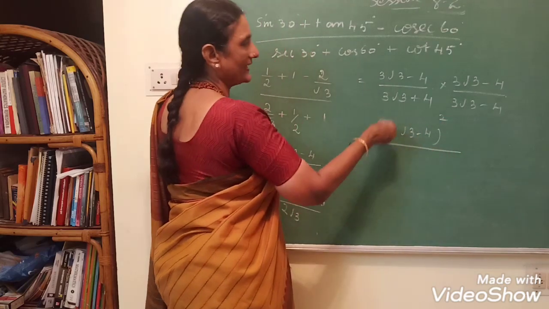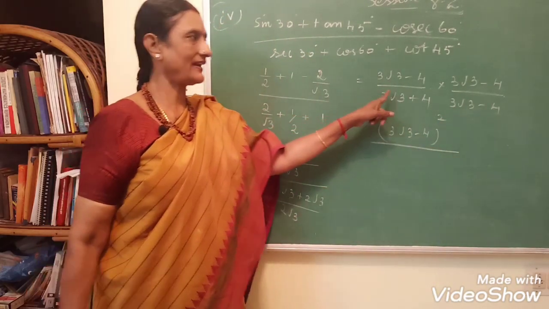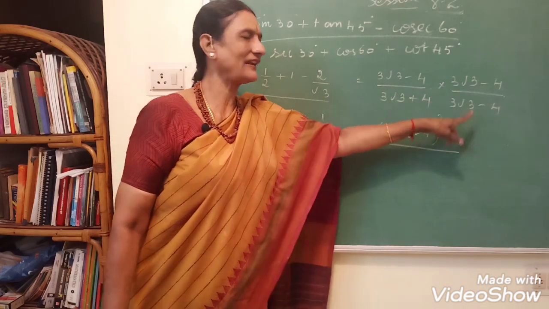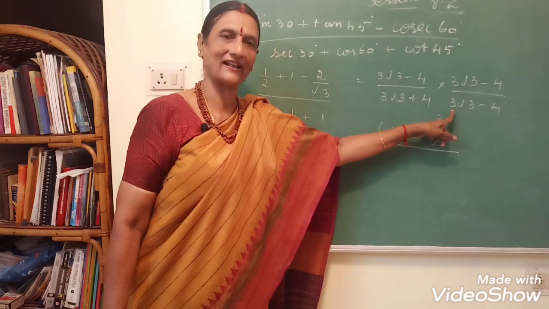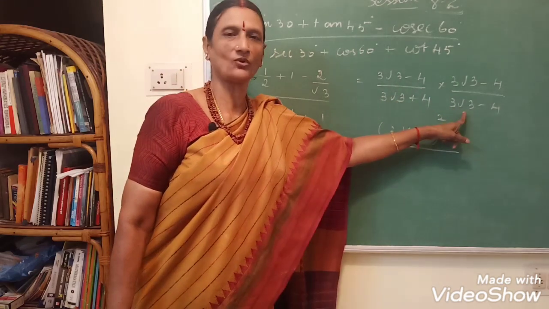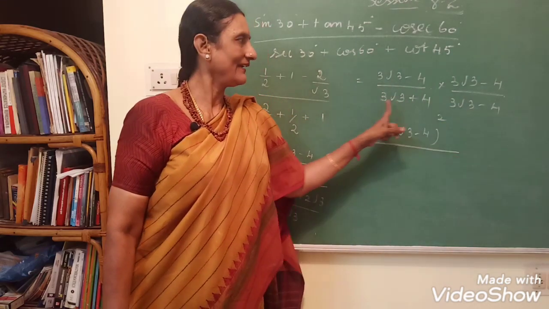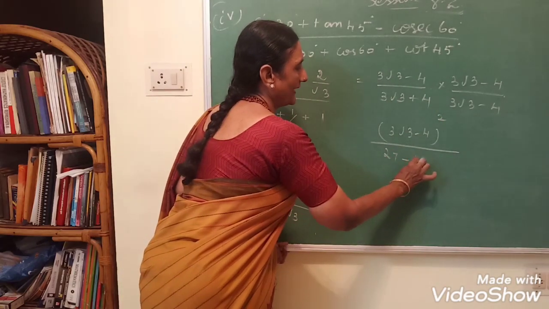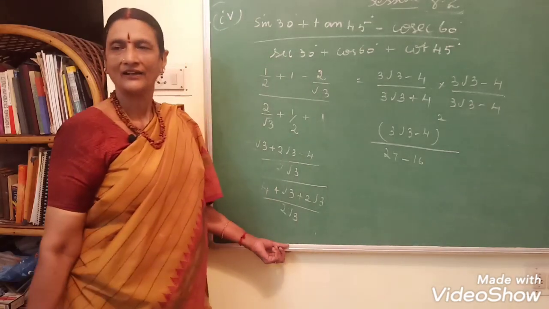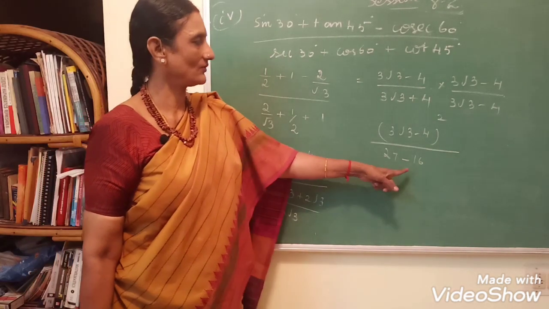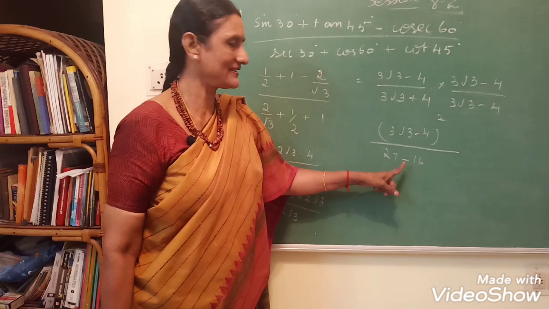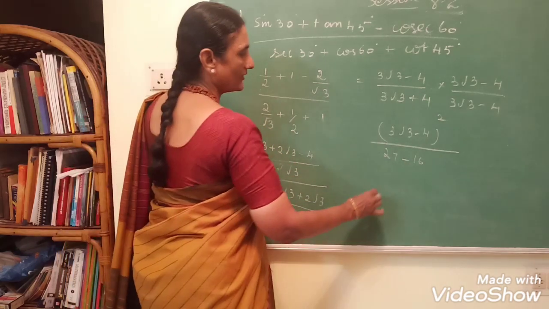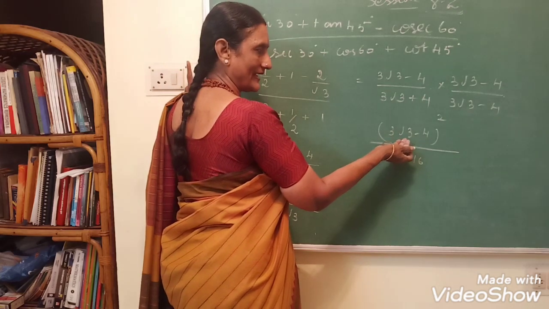And for the denominator, what have we got? It is 3 root 3 square minus 16. What is 3 root 3 square? 3 3s are 9. Root 3 into root 3 gives you 3. 9 3s are 27. Minus 4 square is 16. Understood? So if it is so, what will be the denominator? It is 11, which is free of any irrational number. So now we have to multiply the numerator.